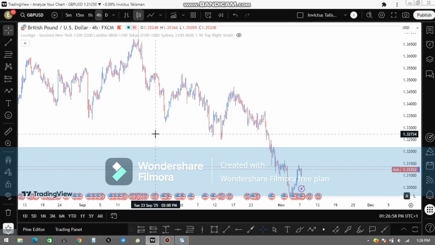So the first thing you should do is mark your key levels and identify your support and resistance levels on higher time frames, like the 4 hours. Identify your support and resistance levels and your major trend lines on the 4 hours. So let's get into it.